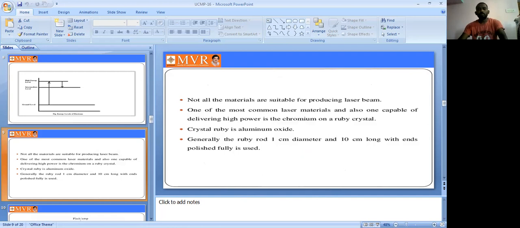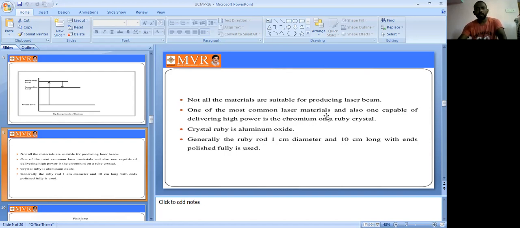Today we will discuss topic one, the mechanism. Not all materials are suitable for laser beam machining processes. The remaining operations, such as electron beam machining, EDM, EDM grinding, and wire EDM, can machine any kind of material. But in the laser machining process, not all materials are suitable for producing a laser beam.